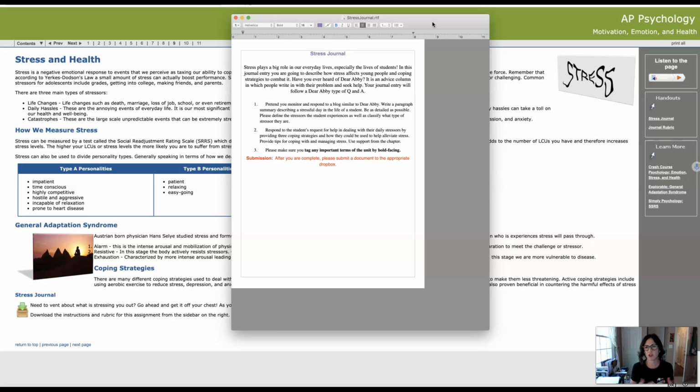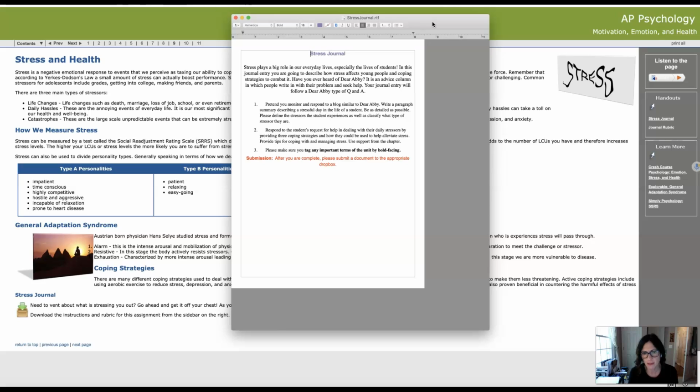Dear Abby, people used to write in newspapers. They would say, Dear Abby, and then they would give several paragraphs about a problem that they're having. And Abby would respond, Dear Reader, and her response would try to help them. So that's kind of what that's talking about. Pretend you monitor and respond to a blog similar to Dear Abby.